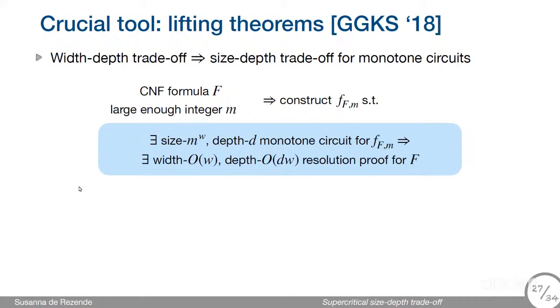And this is the result that was shown in 2018, and it's been used a lot for obtaining lower bounds. Usually without the depth requirement, they just noted the width to size. But if you look at the proof, you actually get this depth too.